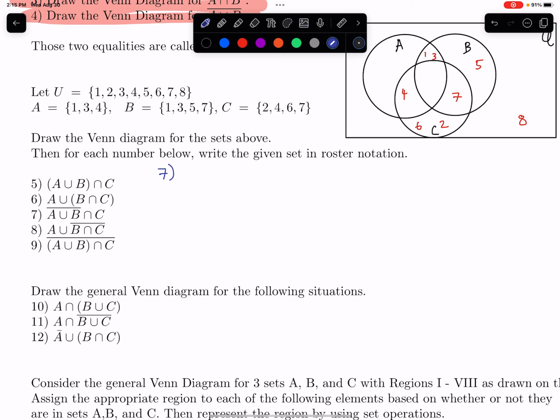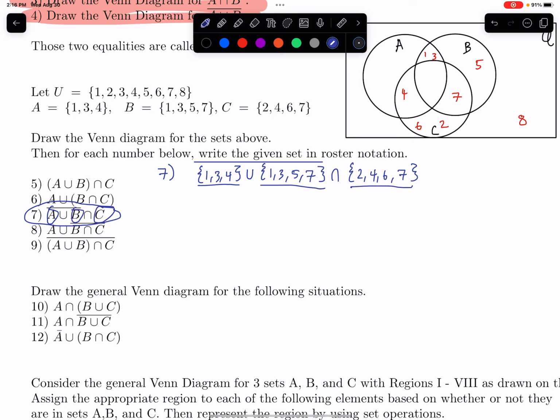So here's number 7. First step, just copy down the sets. A is replaced with 1, 3, 4. Then I've got a union, and I've got a B, which is 1, 3, 5, 7. Don't forget, you've got that complement line over the top. Next symbol is the intersection with C, and C is 2, 4, 6, 7. So I just took this set here, replaced A with what A is, replaced B with what B is, replaced C with what C is. I just recopied the question basically. And that's already one free point.